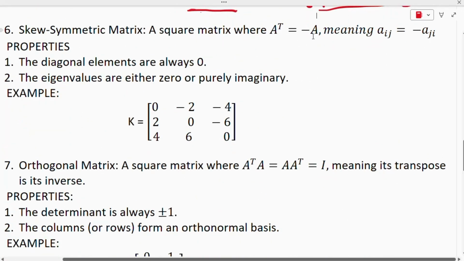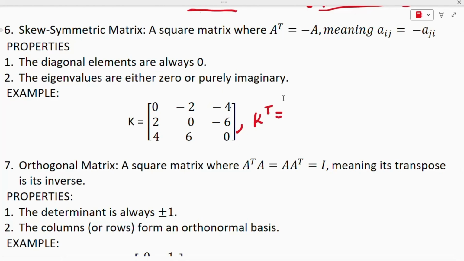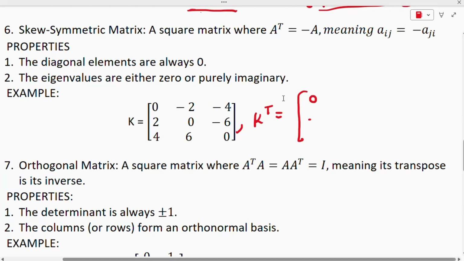Number 6, we have the skew symmetric matrix, a square matrix whereby the transpose of A is equal to negative A. That is to say, if we take the transpose of A, this is going to give us a negative matrix A. So let's try this right here. If you take the matrix, we have this to be 0, negative 2, negative 4. Then we have this to be 2, 0, and negative 6. We have here to be 4, 6, and 0.